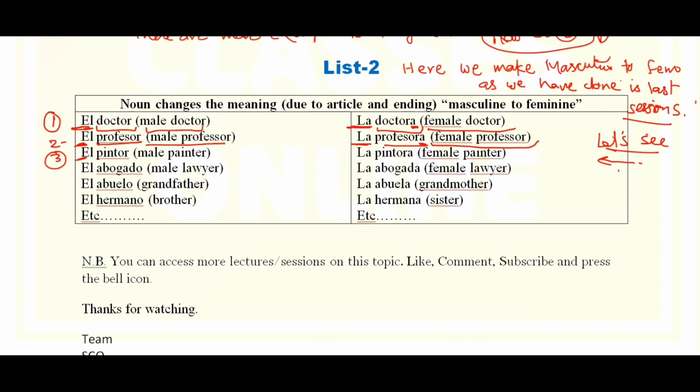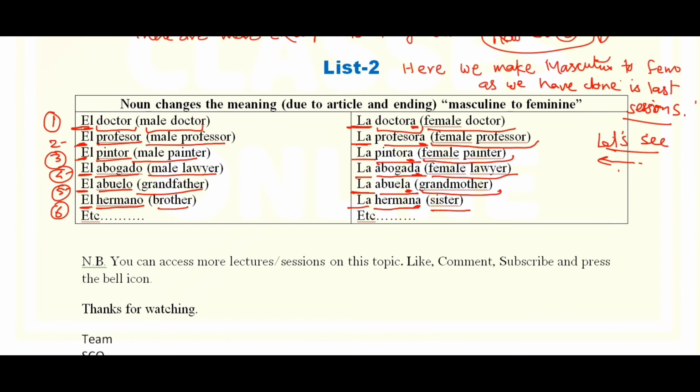Third, el pintor, or ending, male painter. La pintora, added a, female painter. Next, el abogado, o ending, that is male lawyer. La abogada, replaced o and added a, female lawyer. El abuelo, grandfather, drop o, add a, la abuela, grandmother. El hermano, brother, drop o, add a, la hermana, sister.